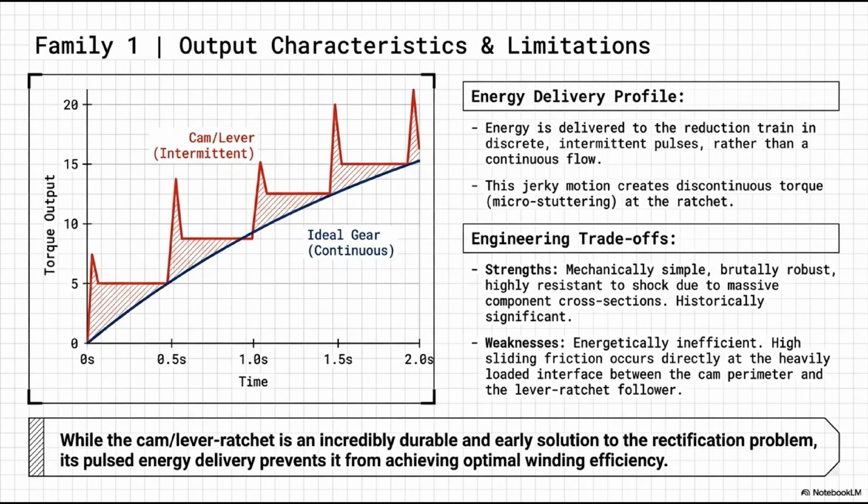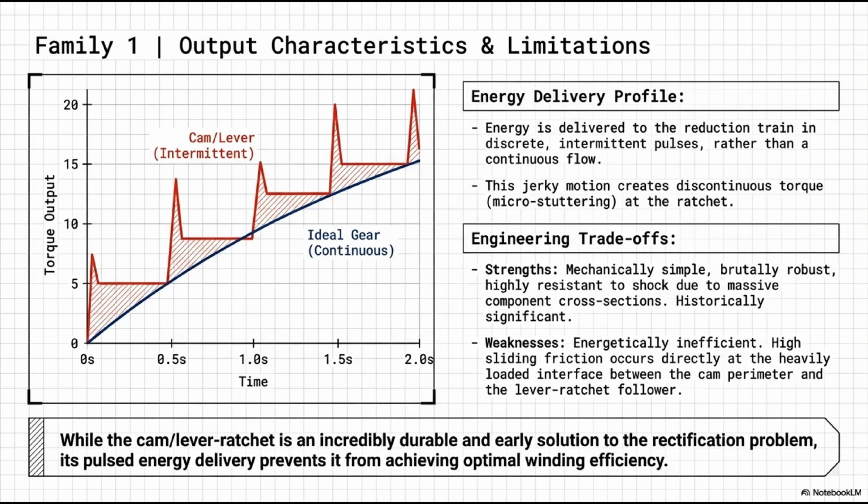While the cam and lever ratchet system is brilliant, we must analyze its output characteristics and limitations. Look at the torque output graph on the left. Notice the energy delivery profile. The blue line represents ideal, continuous gear-driven torque. But the red line represents the cam/lever output. Energy is delivered to the reduction train in massive, discrete, intermittent spikes, rather than a smooth flow. This jerky, step-by-step motion creates discontinuous torque, or micro-stuttering, all the way down at the ratchet wheel.